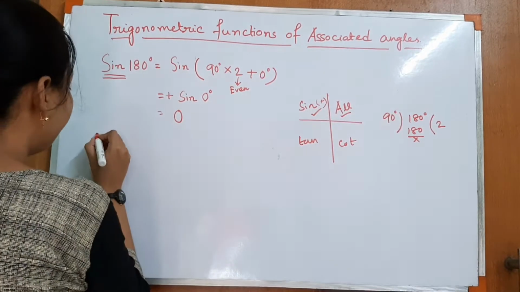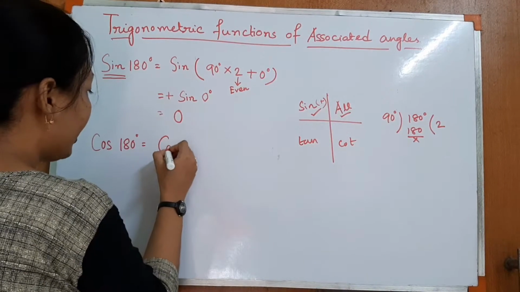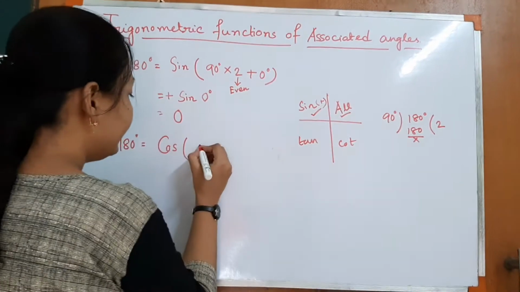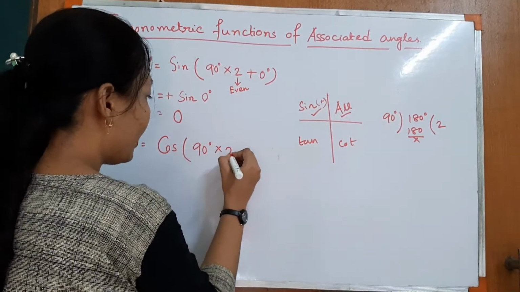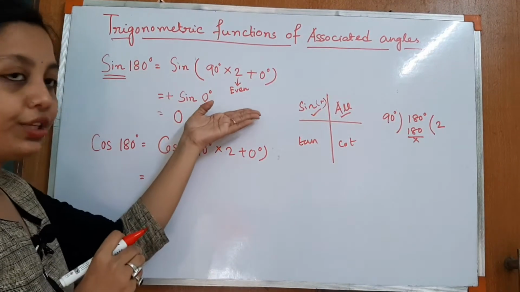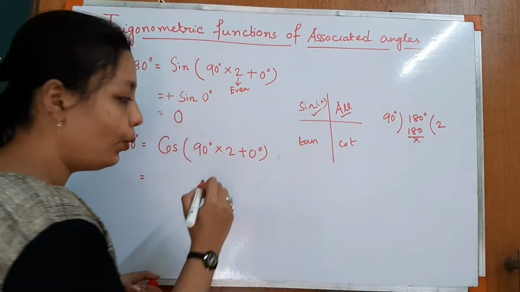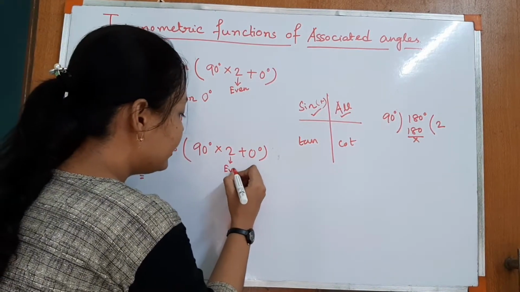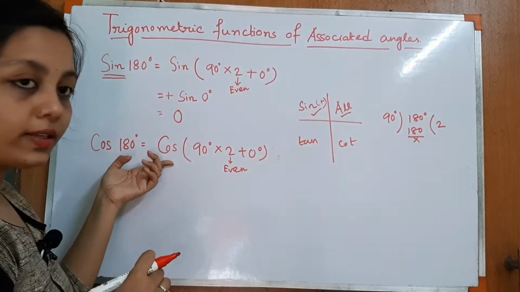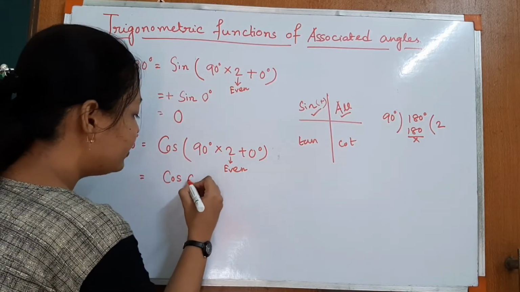Now we find the value of cos 180 degree. How to find it? First we write cos, then we write 180 degree by the multiple of 90 degree, that is 90 into 2 plus 0 degree. Now we follow the previous procedure, that is here 90 is multiplied by 2 and 2 is an even number. Since it is an even number, we are not required to change cos to sine. Here cos is present as it is, and then we write 0 degree.